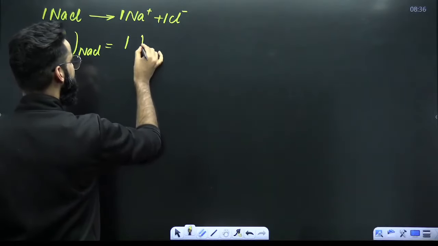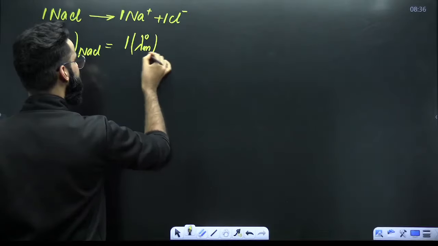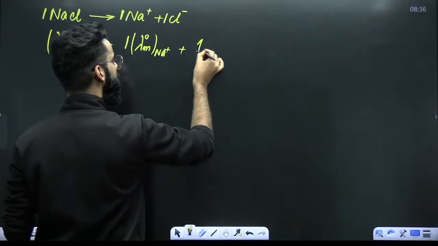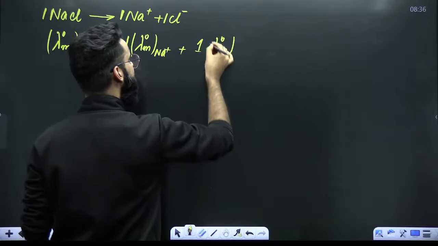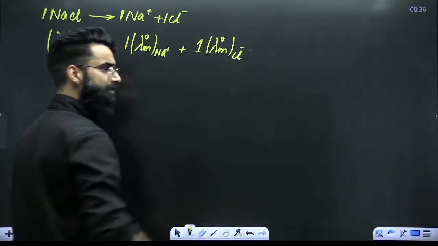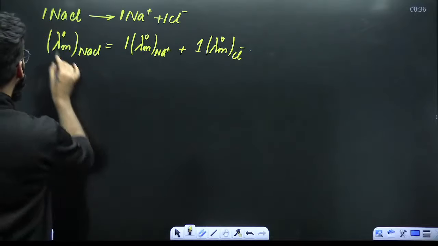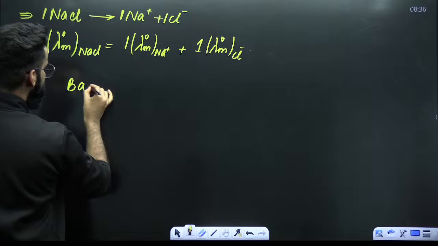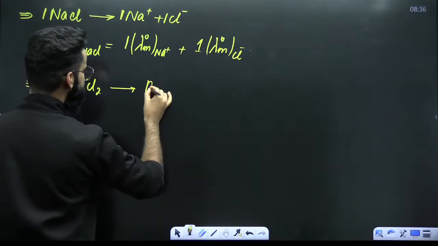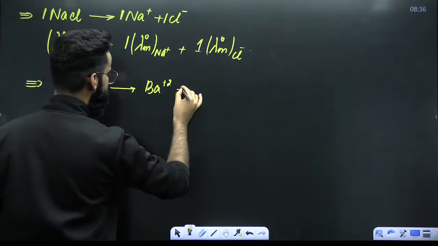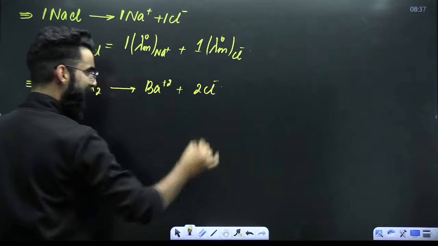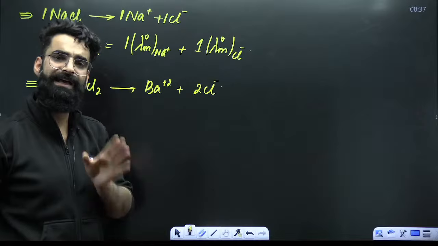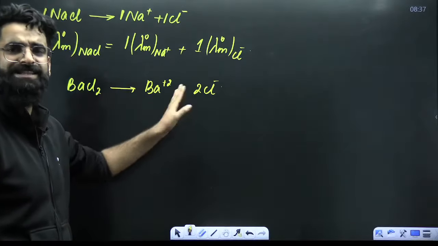So write 1 first, then write molar conductivity at infinite dilution for Na positive plus, this is 1 also, right? Molar conductivity at infinite dilution of Cl negative, correct? For example, you have got an electrolyte like BaCl2. At infinite dilution, BaCl2 would first of all have completely dissociated into its ions, right? And at the same time, the force of attraction between the oppositely charged ions at infinite dilution will be 0, right? So these ions will be moving freely.